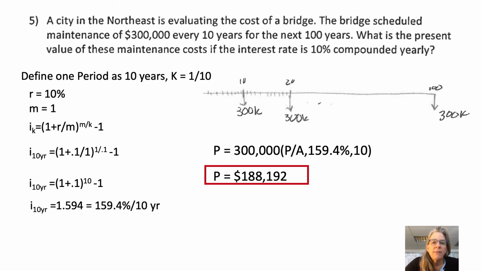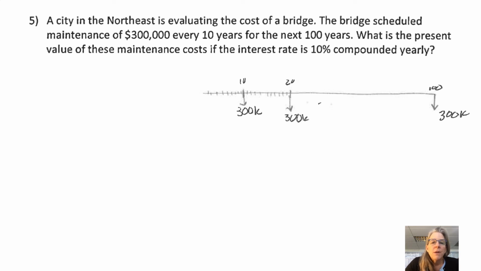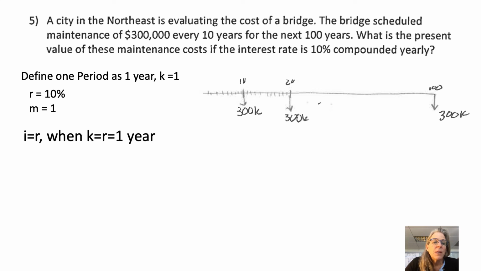Now I'm going to look at a different way of solving this so that we can contrast and see there are many different ways of getting to the answer for these engineering economy problems. In this case, I'm going to define a period as 1 year. So K is equal to 1. And then the interest rate I'm going to use is equal to the nominal rate, because K and R are both equal to 1 year. So that means the I is 10%.